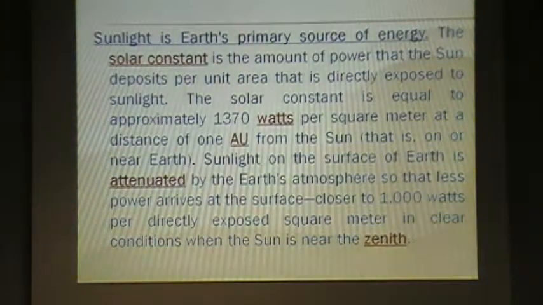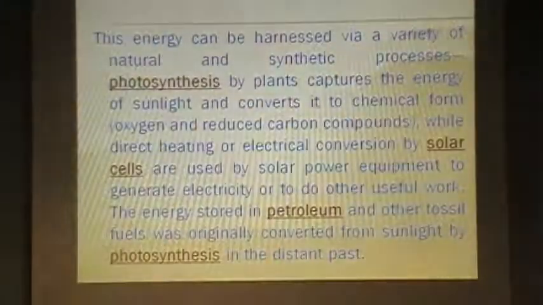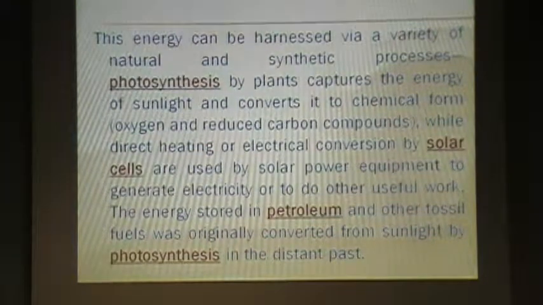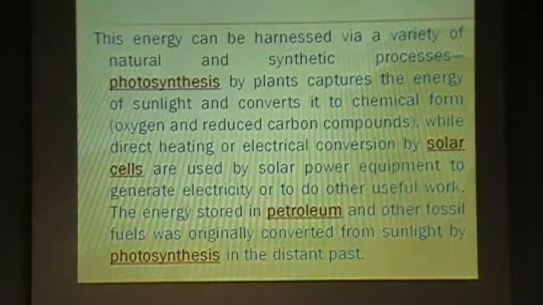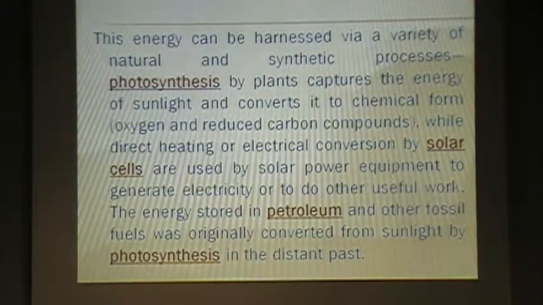Okay. It says, again, closer to 1,000 watts per directly exposed square meter in clear conditions when the sun is near the zenith, and that simply means the highest point. This energy can be harnessed via a variety of natural and synthetic processes. First, the natural process, photosynthesis by plants. Okay, we're going to touch on that a little bit later on. It captures the energy of sunlight and converts it to chemical form, oxygen, and reduced carbon compounds.